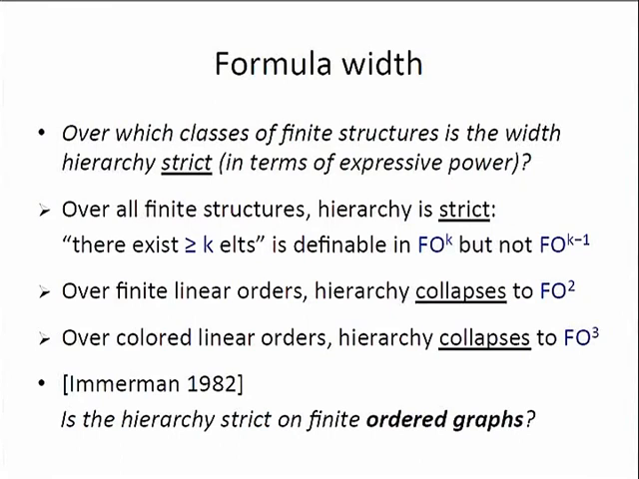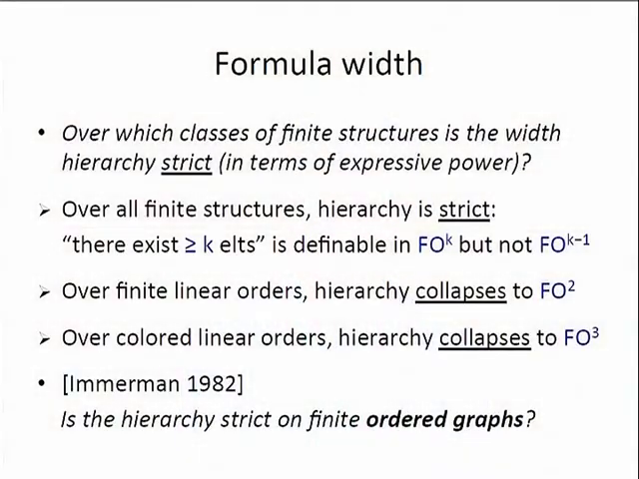And actually, the previous example kind of showed this, that you can talk about how large a linear order is by just recycling two variables. And a much harder result shows that over the class of colored linear orders, or linear orders with any number of unary relations, the hierarchy collapses to its three variable fragment. And in fact, this holds both for finite colored linear orders and for the class of infinite colored linear orders. This is a result of Poizat.